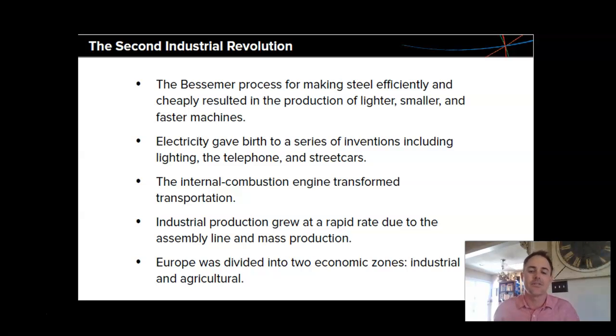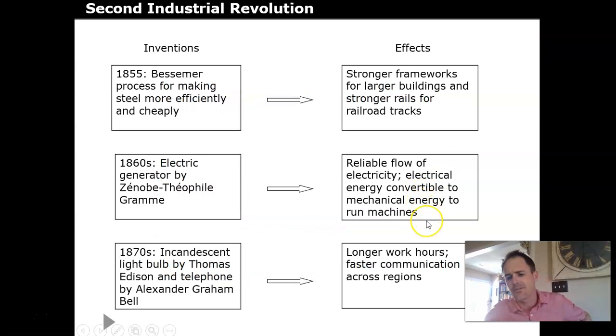All right. In the second industrial revolution, you also see the invention of electricity, which gives birth to new inventions, lighting, banishing the darkness, the telephone, streetcars, the internal combustion engine is invented. Industrial production grows thanks to the assembly line and mass production. All of these things we'll be talking about later on. And Europe increasingly becomes divided into two economic zones. So there's the industrial areas, which I'll show you on a map, and the agricultural areas. So let's get into some of those key inventions of the second industrial revolution.